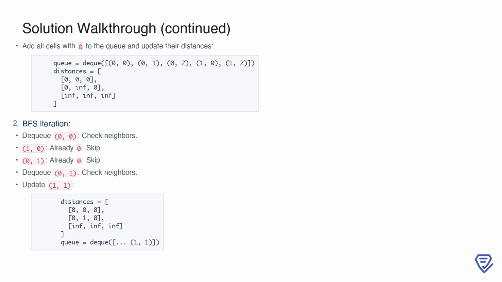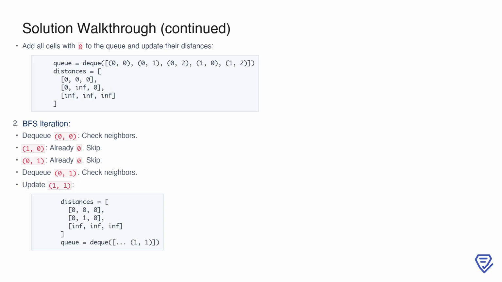Next, we identify all cells in the matrix that already contain a 0. These cells are added to a queue because they serve as starting points for our breadth-first search, BFS. At the same time, we update their corresponding distances in the distances matrix to 0, as these cells are already at a distance of 0 from themselves. For this example, the cells at positions (0,0), (0,1), (0,2), (1,0), and (1,2) are added to the queue. The BFS process then begins.